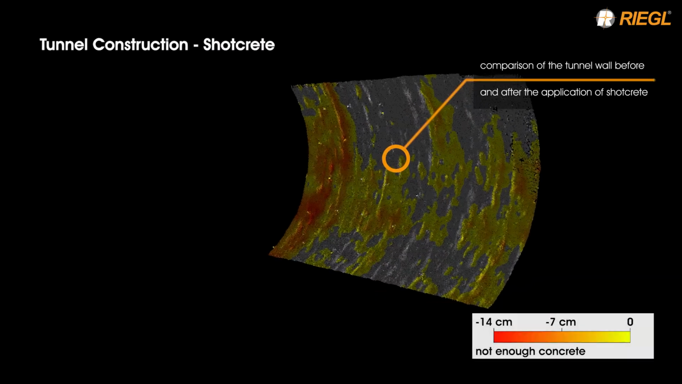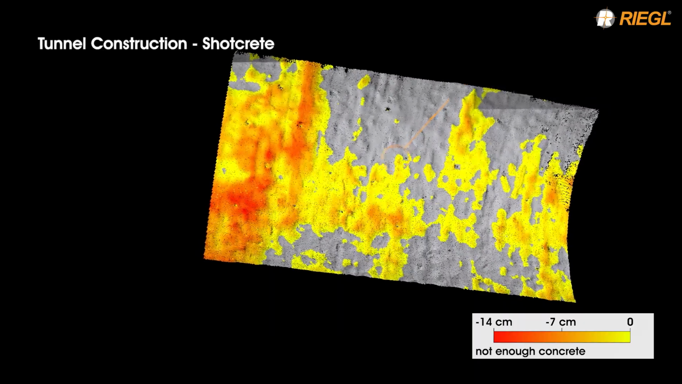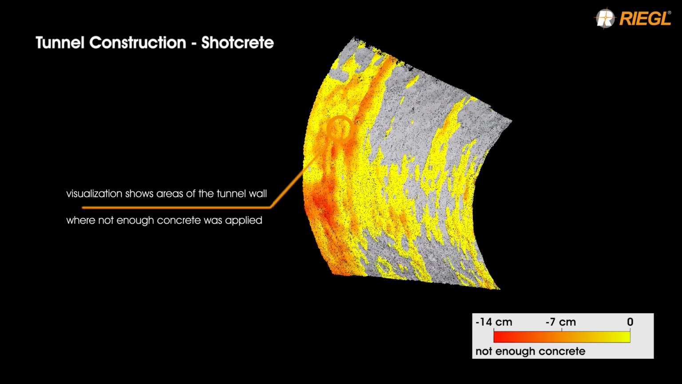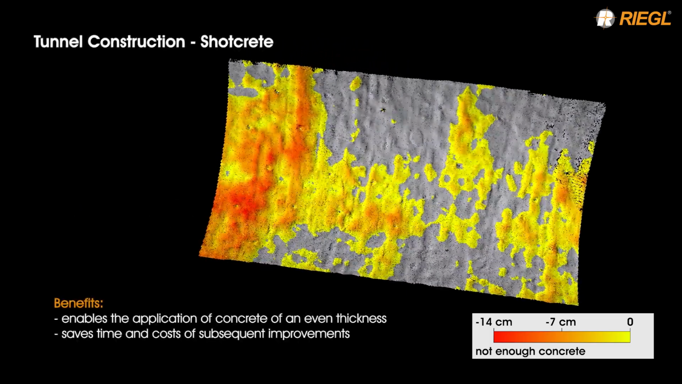In tunnel construction, the fast comparison of the tunnel wall before and after applying shotcrete enables the application of a concrete layer of even thickness, thereby saving time and costs.